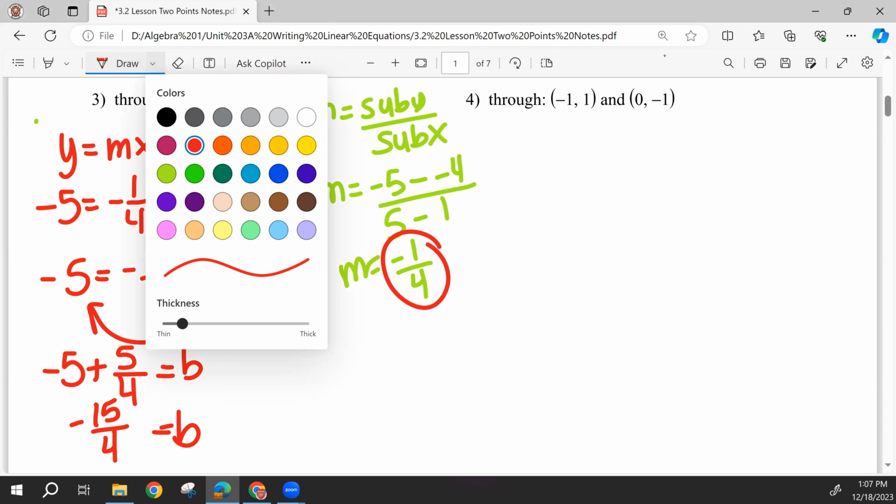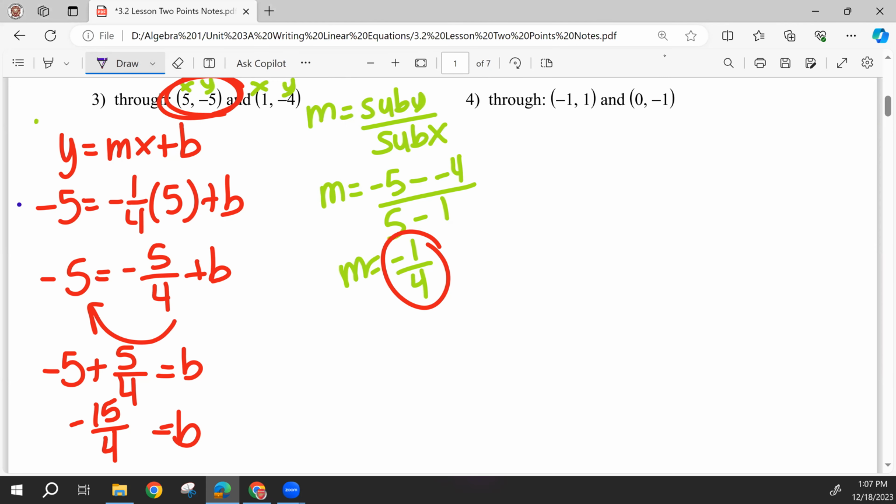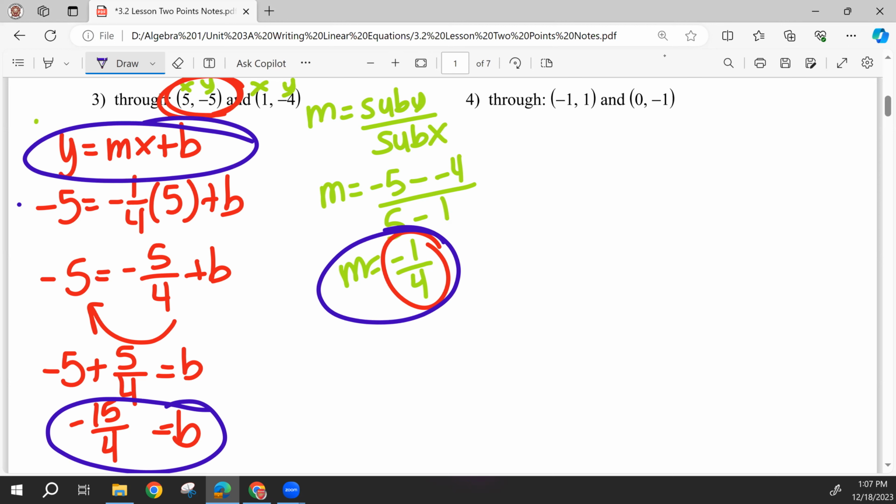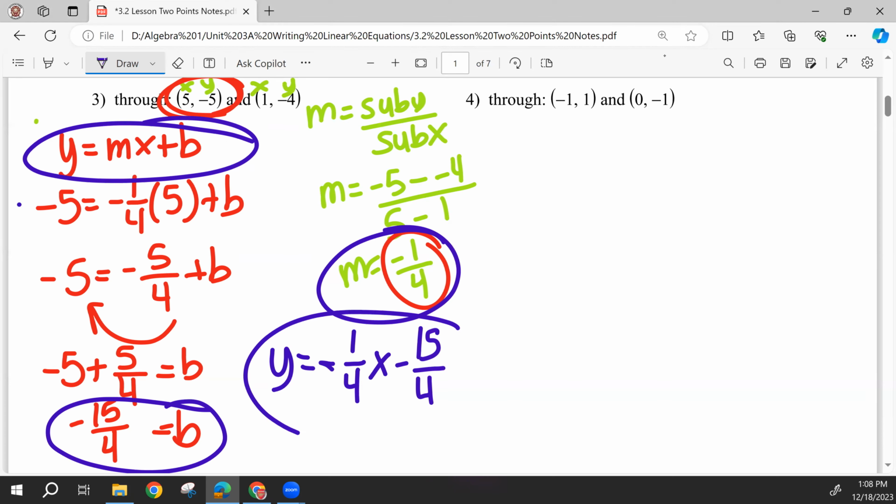We're just going to use that value. It's the right value, and we are going to plug that in. So we want to plug in our intercept. We want to plug in our slope into our y equals mx plus b. We're not going to plug any y or x values in now. We just want the equation of the line. So -1/4 x minus 15 over 4.